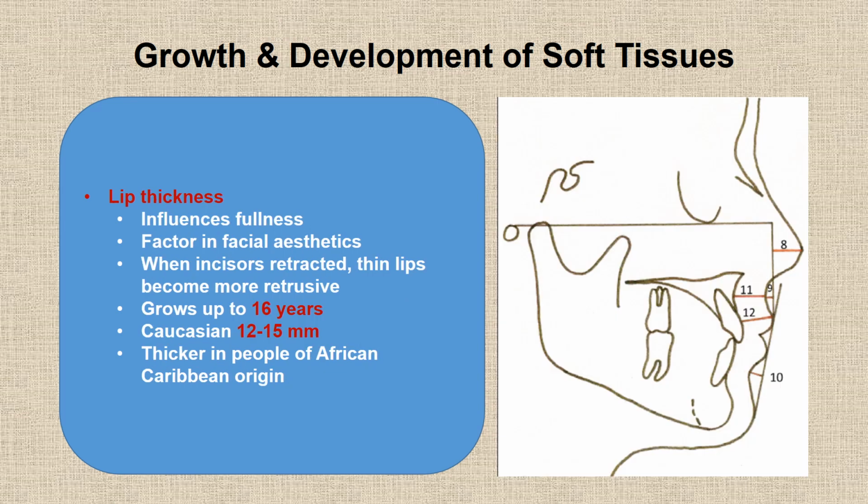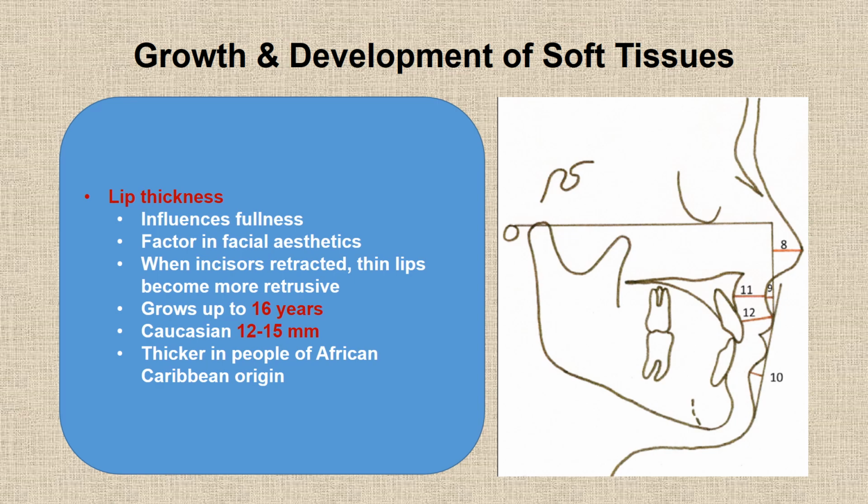Now, lip thickness influences the fullness of the lip, and it's a major factor in facial aesthetics. When incisors are retracted, thin lips tend to become retrusive. Lip thickness increases up to 16 years of age. In Caucasians, this is about 12 to 15 millimeters, and it is thicker in people of African or Caribbean origin. Lip thickness is usually measured at the level of A point.